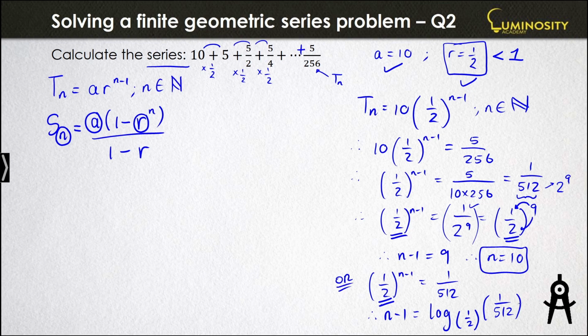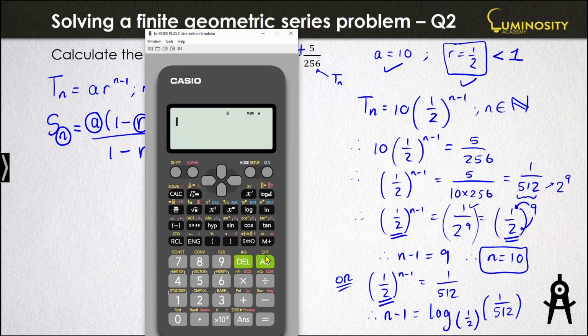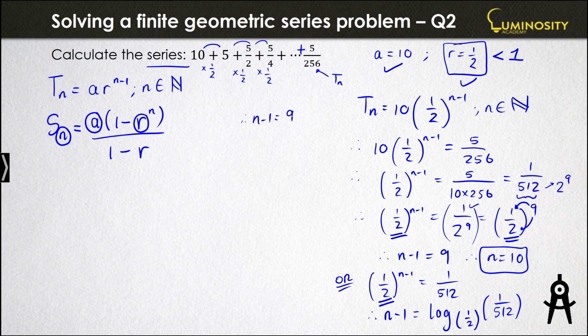So let's see what that comes up to. n minus 1 equals. On my calculator, I see the button where it has log; it gives you the base and a value. So the base I'm going to put as a half, and the number I'm going to put there is 1 over 512. And I get 9. n minus 1 equals 9. Therefore, adding 1 to both sides, n equals 10. So I get the exact same solution. That's how you can do it either way.